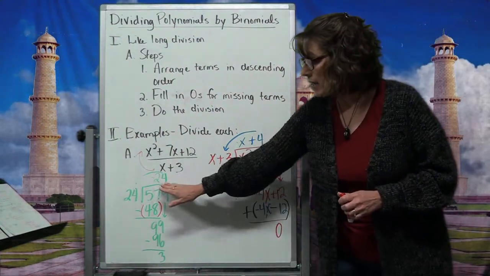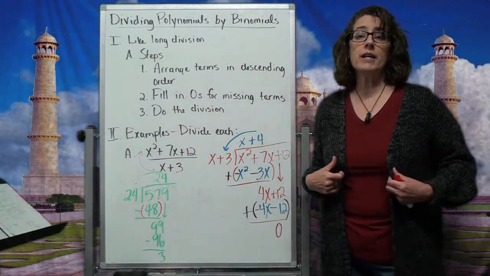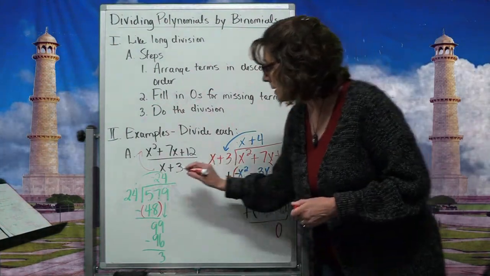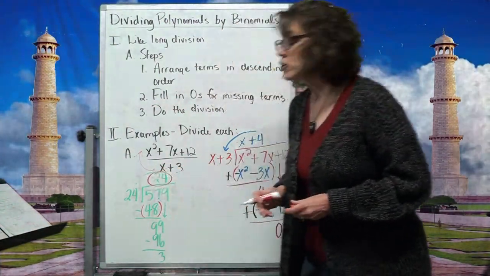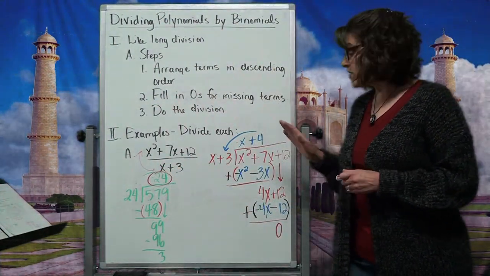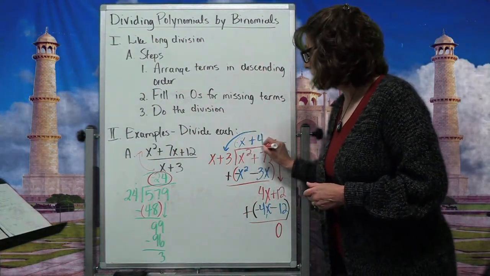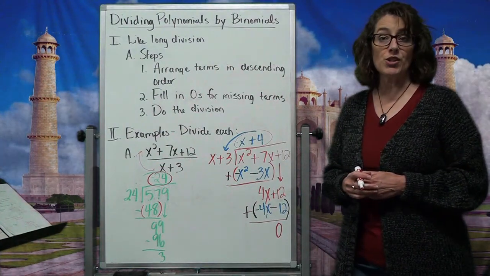Now, over here, what would you report as your answer? In other words, where does the answer sit? The answer sits right up here as your quotient. So same thing's going to happen over here. Your answer sits right up on top. x plus 4 is going to be your quotient.